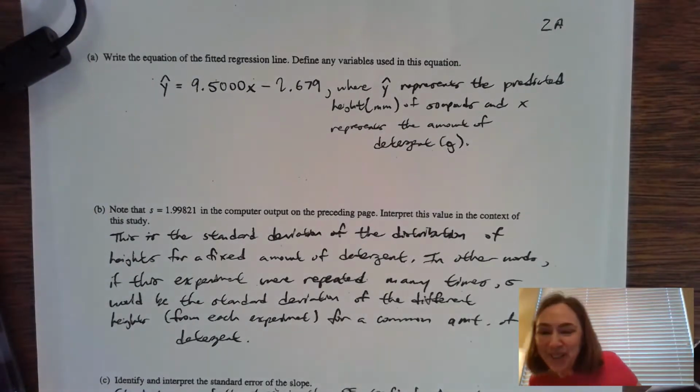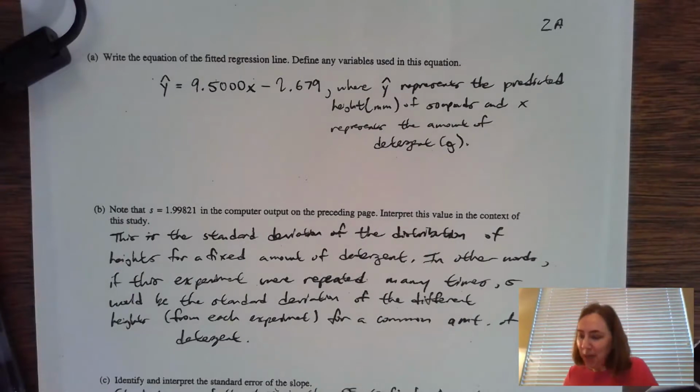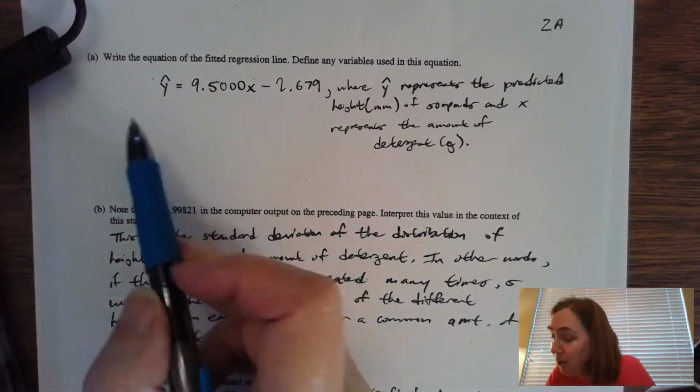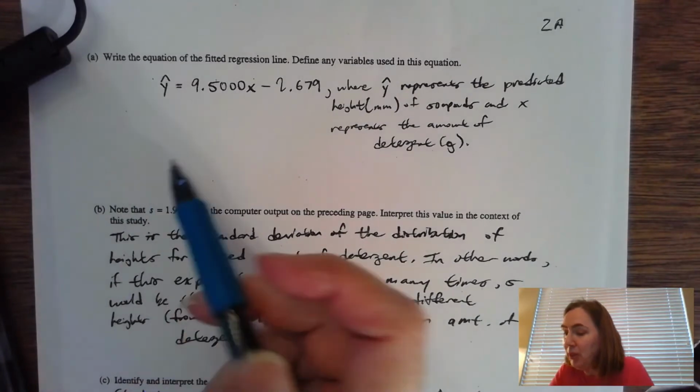All right, we're going to take a look at the soap bubble problem. When you look at that particular problem, it gives you computer output, so you know it's going to be some kind of regression. The first problem, part A, is to write the equation of the fitted regression line.